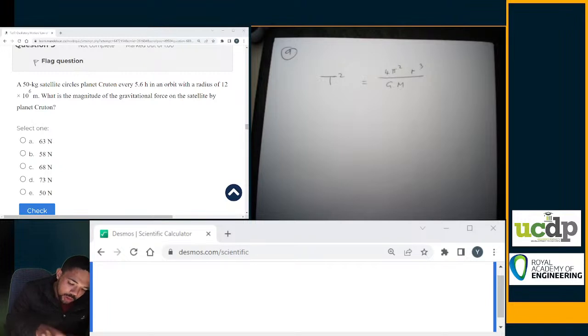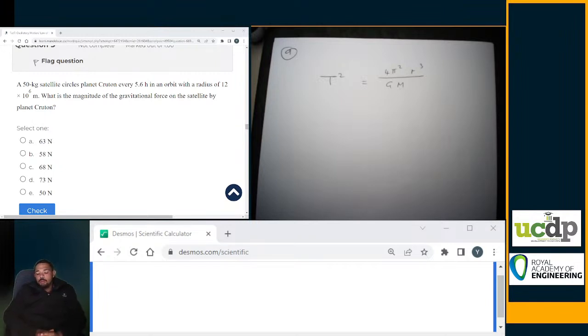The mass around which this satellite will orbit. It says a 50 kilogram satellite circles planet Pluton every 5.6 hours in an orbit with a radius of 12 times 10 to the 6 meters. What is the magnitude of the gravitational force on the satellite by planet Crouton?